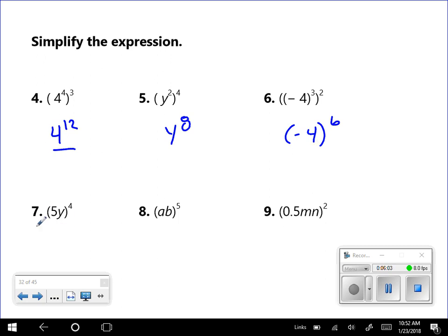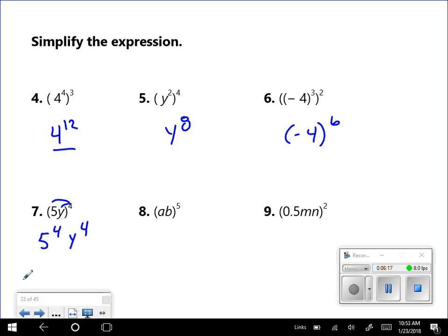Okay, so these next ones deal specifically with what we've been talking about. I'm going to do 7. You're going to try 8 and 9 on your own. So I'm going to distribute 5 to the 4th, y to the 4th. So I could figure out 5 to the 4th. That would be 5 times 5 times 5 times 5. So 125 times 5 essentially. Give me 625 y to the 4th. So I want you to go ahead and do 8 and 9.